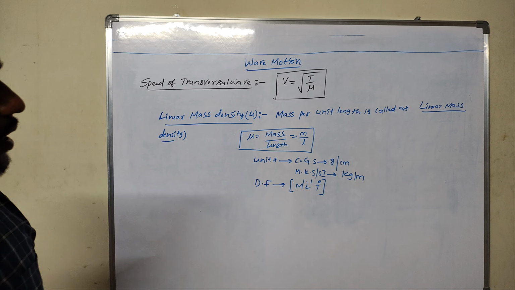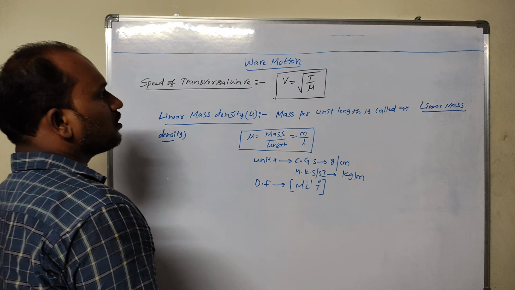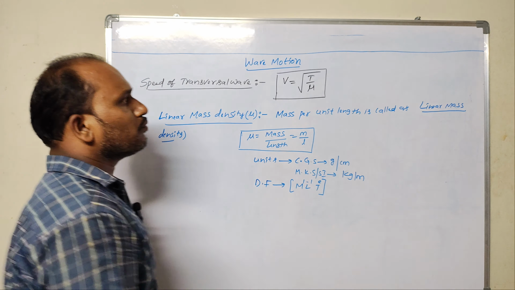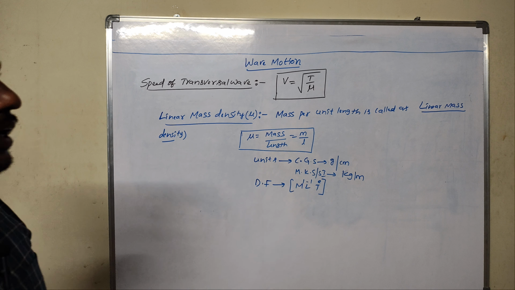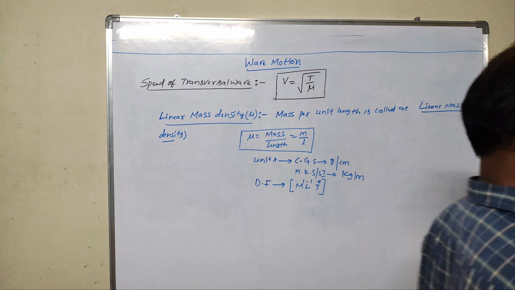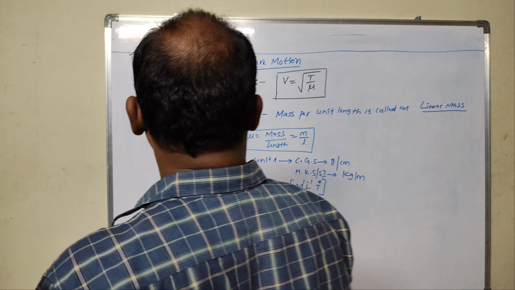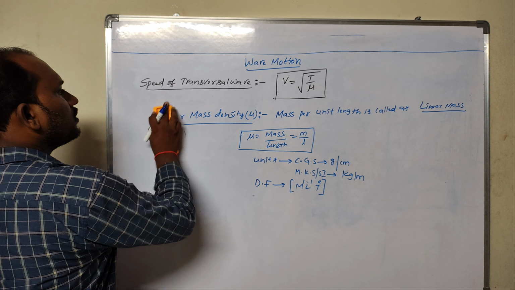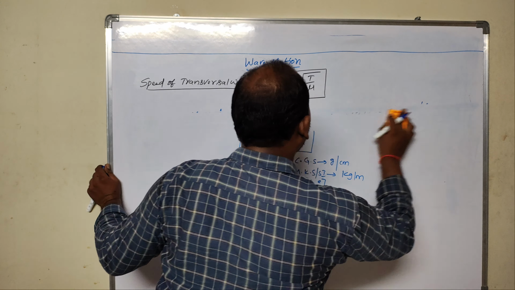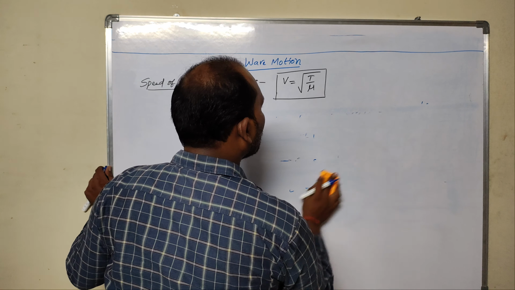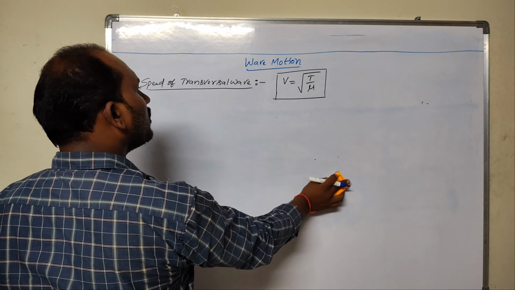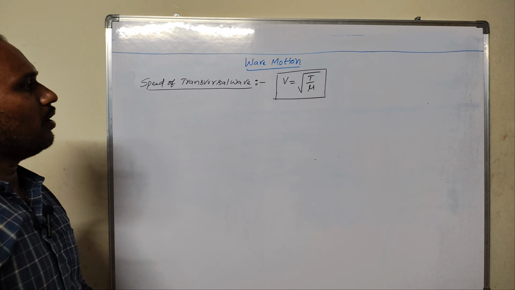I hope till now we understood it. What is the linear mass density? Mu is equal to mass per unit length, called the linear mass density. For deriving this equation, we want to know about certain things. Let's see them one by one.